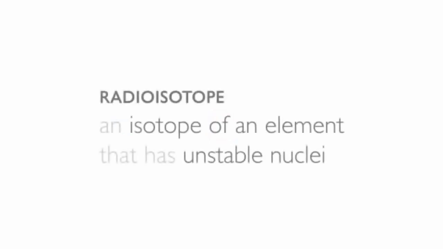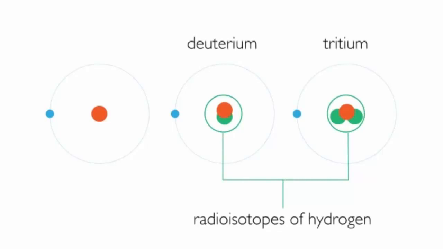If there are too many protons or too many neutrons, the nucleus can spontaneously rearrange itself and throw out particles in the process. This is essentially what happens in radioactive decay. Isotopes that have unstable nuclei like this are known as radioactive isotopes or radioisotopes. In our hydrogen examples, both deuterium and tritium are unstable and are hence radioisotopes of hydrogen.